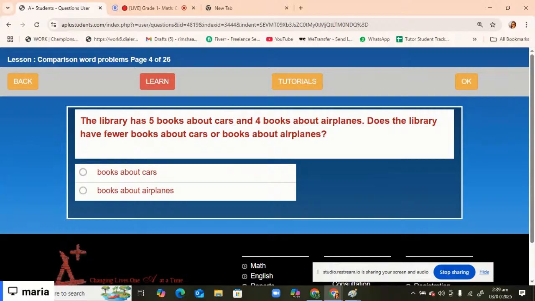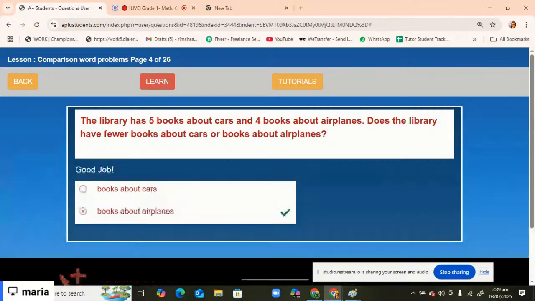Books about cars are more or airplanes are more? But we are just going to write the fewer amount. Books about cars are five. Books about airplanes are four. So four is less as compared to five. Okay. So we just go with the option books about airplanes. And this is the right option. Okay.